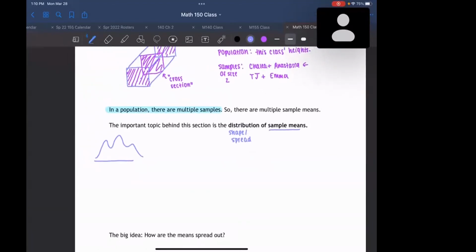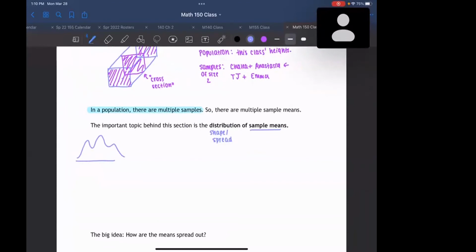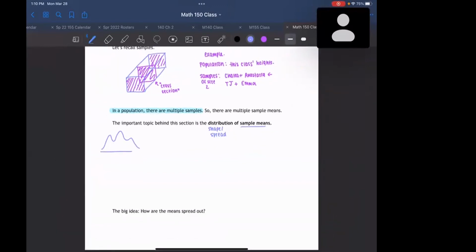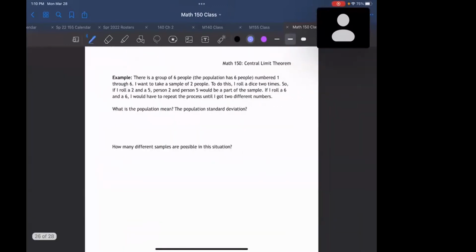Okay. So big idea. Samples are all going to be really different out of a population. They're all going to have different means. We're going to see if there's going to be some sort of pattern in the sample means of our population. Okay. Let's go to our next page.